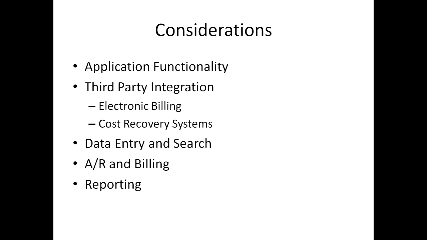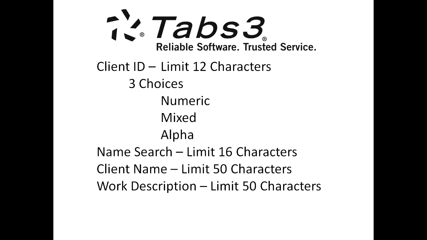All right, so let's look at Tabs and then Timeslips. In Tabs, you have the client ID, which is limited to 12 characters. And there are 3 different ways you can establish or set up a convention for that client ID. It can be numeric, and each of these can have a decimal place.